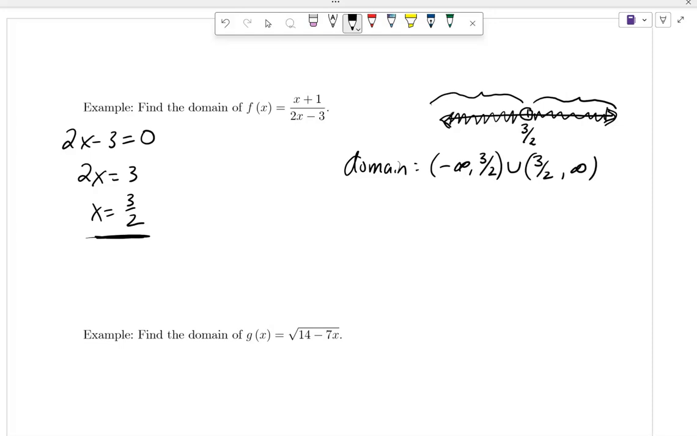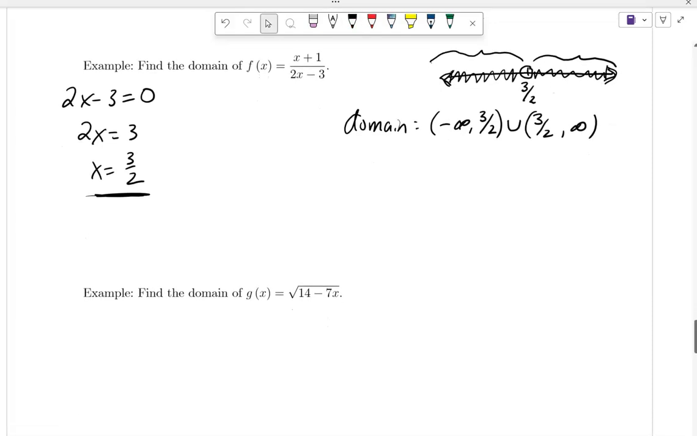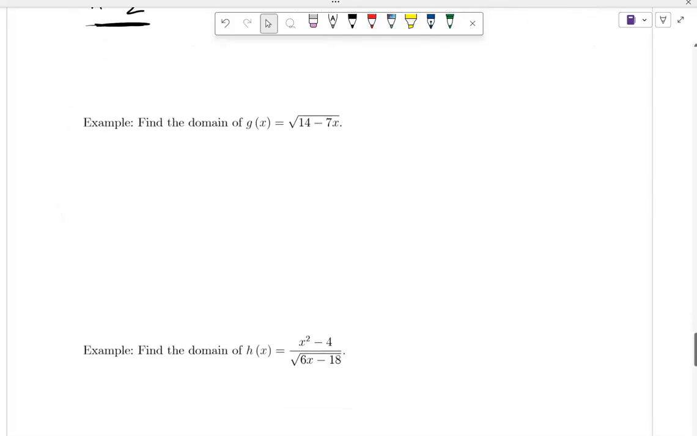Right. Again, I'm not worried about range on this. Range would be a little bit more complicated. We'll see range of these things later on. This type of function is referred to as a rational function, and we'll play with rational functions in chapter 3. All right. Let's look at the next example.